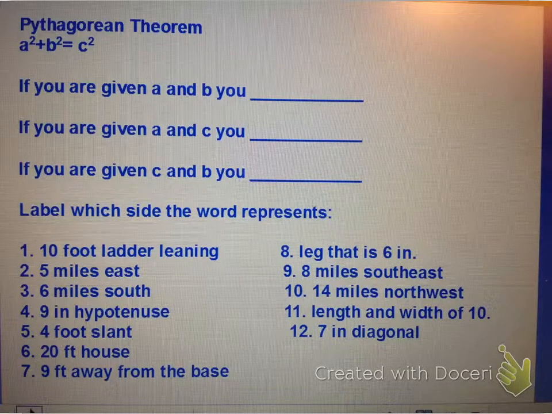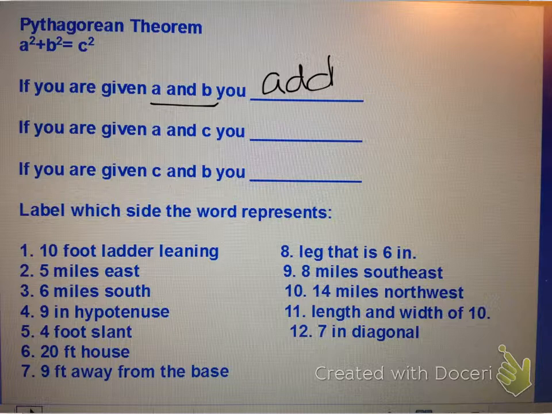Alright guys, so this is a review of the Pythagorean theorem. So we've already studied this and we've done the proof to show that a squared plus b squared equals c squared. So if you remember, if you were given a and b, which are the legs of the triangle, then you know that you will add.